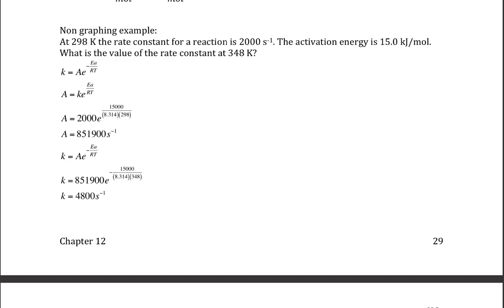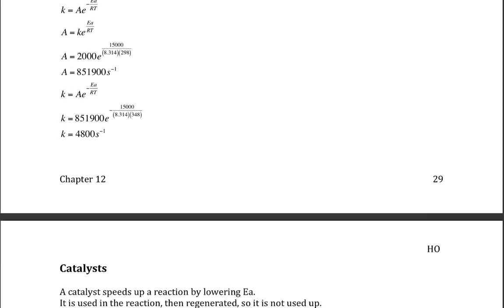So now we go back to the Arrhenius equation and put in that value of A, and the negative Ea, the Ea value 15,000. Notice we had to be consistent with units: we had to go from 15 kilojoules to 15,000 joules because of R having joules in it. So we put in Ea, R, and our higher temperature 348, and we find that yes, k does go up. It now has the value 4,800 seconds to the minus 1.